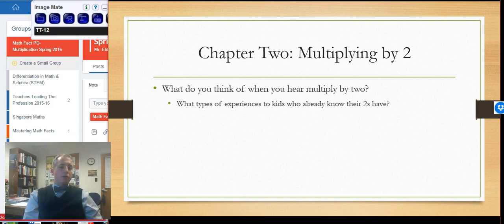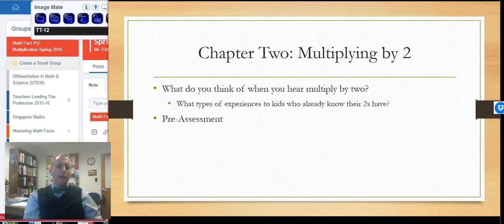And I think we have to ask ourselves, is that the same for our kids? In many cases, hopefully it is, and in some cases it's probably not. But if we can tap into some of those experiences that our kids have with multiplying by 2, then we can certainly leverage that by providing them with more experiences.